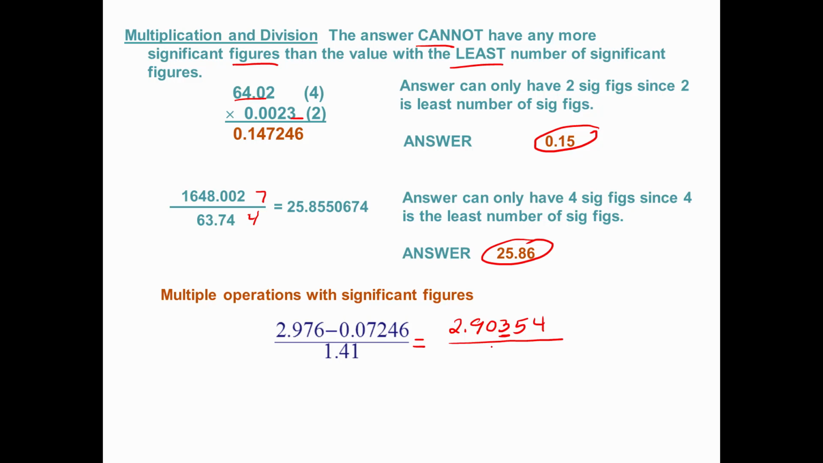So that is going to be divided by 1.41. Okay, so we divide that by 1.41. So this here would have 4 significant figures. This would have 3 significant figures. Because I'm dividing, my answer could have no more than 3 significant figures for this problem. So my answer would be 2.06.